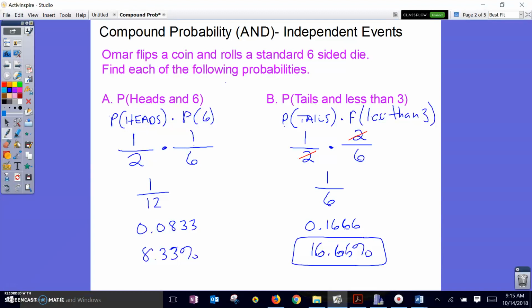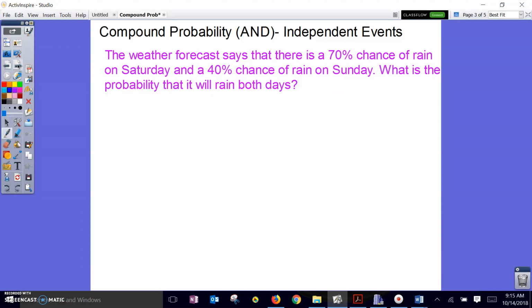Okay, on to the next example, finding probability of independent events. The weather forecast says that there's a 70% chance of rain on Saturday and a 40% chance of rain on Sunday. What is the probability that it will rain both days? These two are independent probabilities. Whether or not it rains on Saturday has no impact on whether or not it rains on Sunday. So I want to find the probability that it will rain both days.